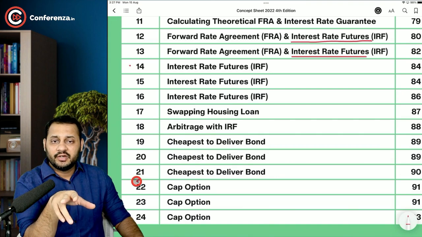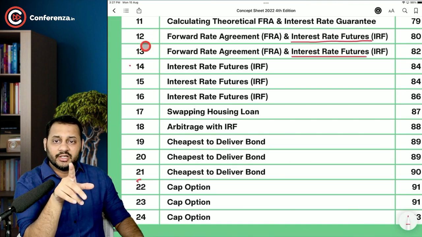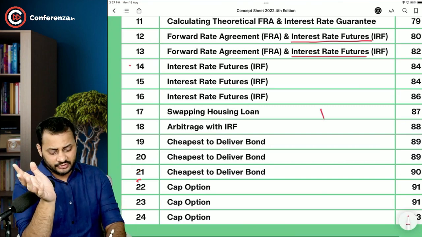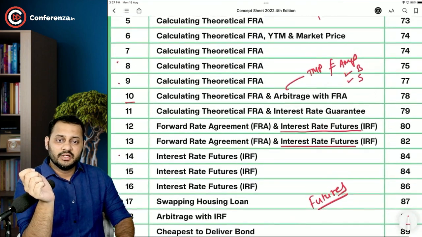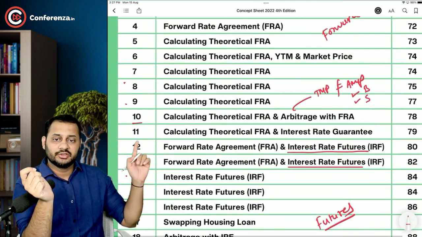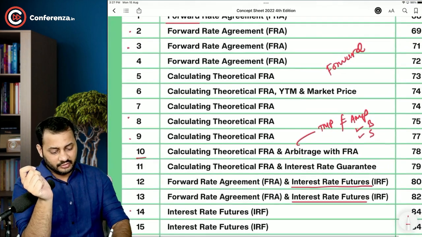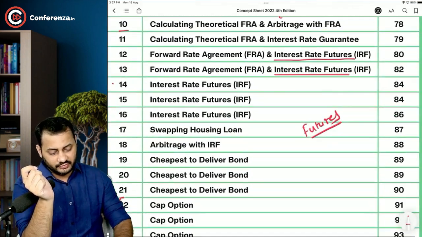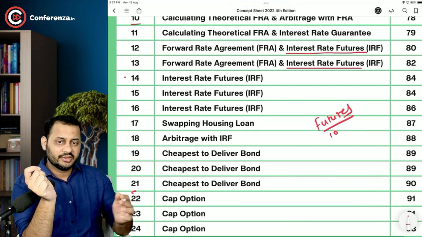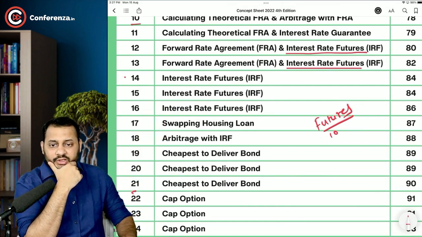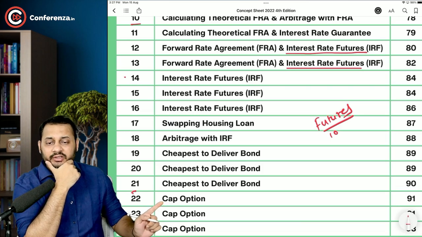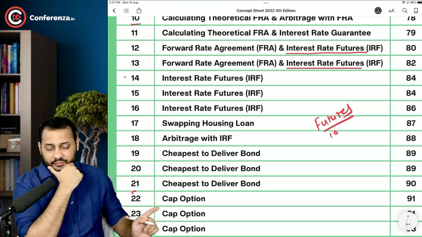So from question 12 to 21, around 10 questions will be based mostly on futures. The first 11 questions are on theoretical forward contracts. So 11 questions on the forward contract, and almost 10 questions, if I skip this one, swapping, are on futures. And then we can see that option contracts is starting.